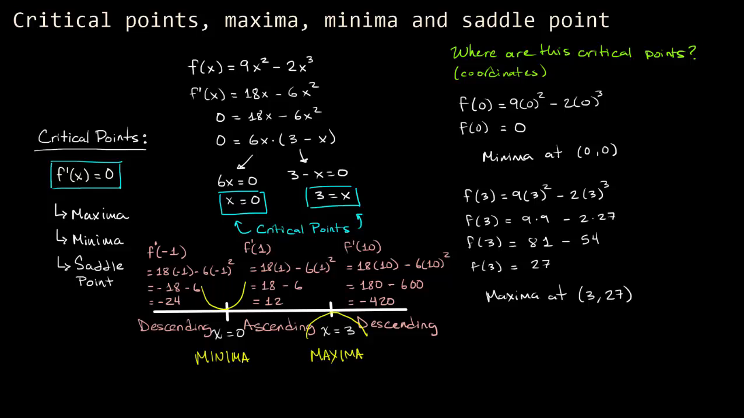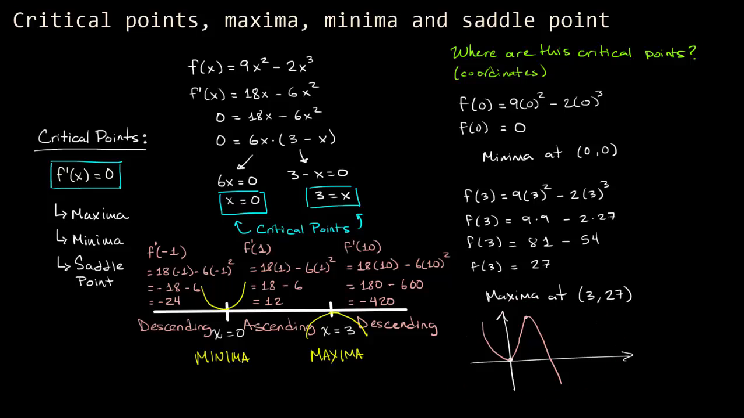With this information, it is now pretty easy to sketch a graph. Let's sketch something simple. We have a minima at 0, 0, and another point, 3, 27, somewhere around here. The function is descending, I'm going to use another color, until it reaches 0, 0, then we start ascending. It reaches 3, 27, which is this point, and then it starts descending. That will be pretty much the graph.